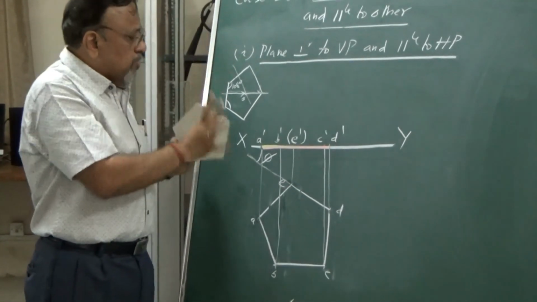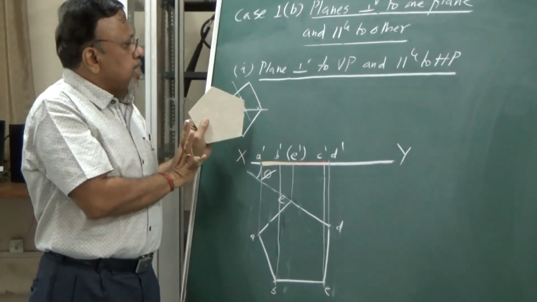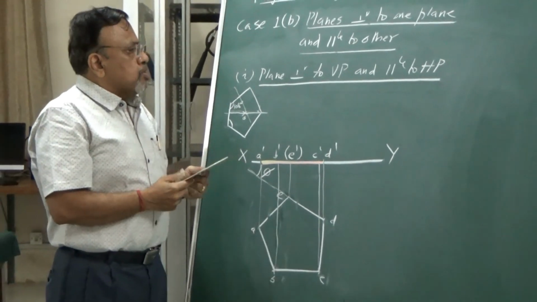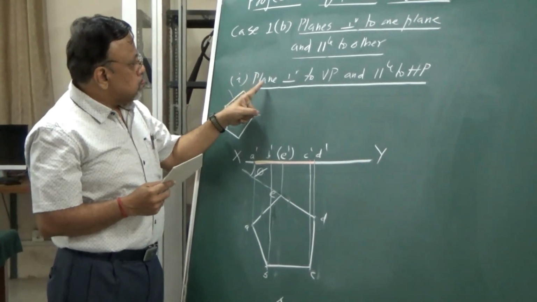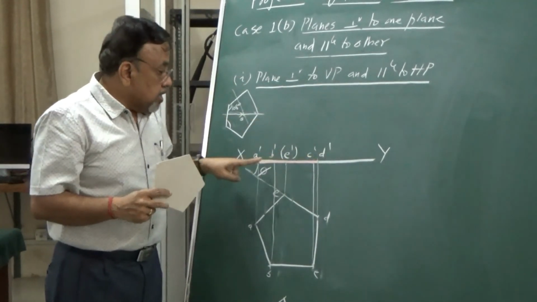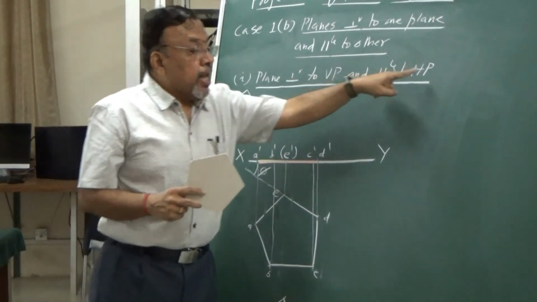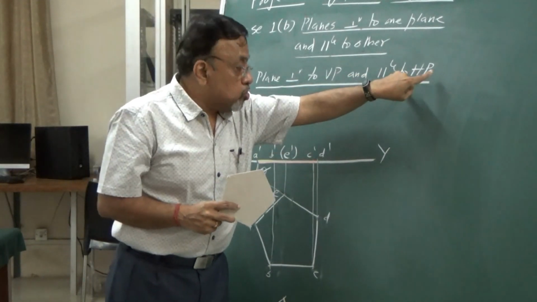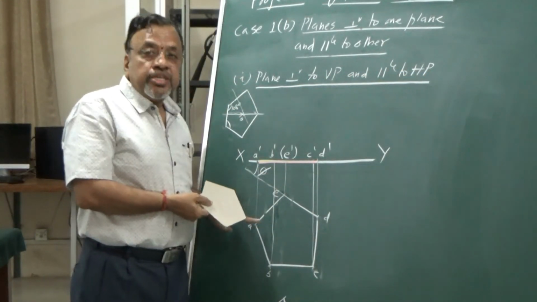As you can see, this is a very simple problem, wherein the plane is perpendicular to one plane and parallel to the other. Since in this case the plane is perpendicular to VP, that means in the front view it is seen as a line, and it is parallel to HP. Since it is parallel to HP, true shape and size will be seen in the top view.